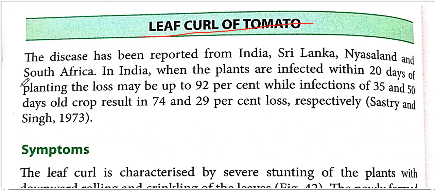In India, when the plants are infected within 20 days of planting, the loss may be up to 92%, while infection at 35 and 50 days old crop results in 74 and 29% loss, respectively. Shastri and Singh, 1973.